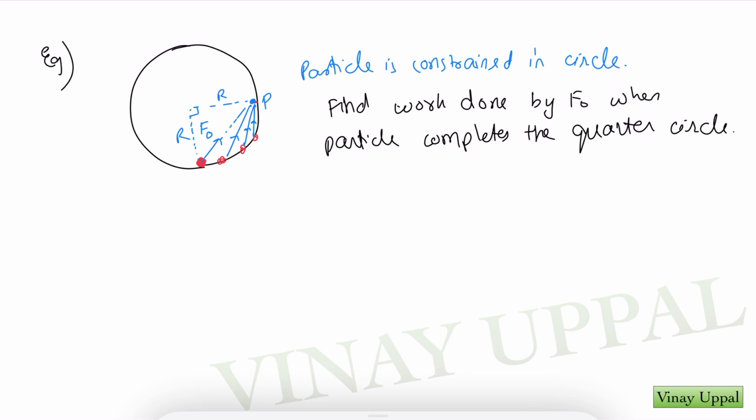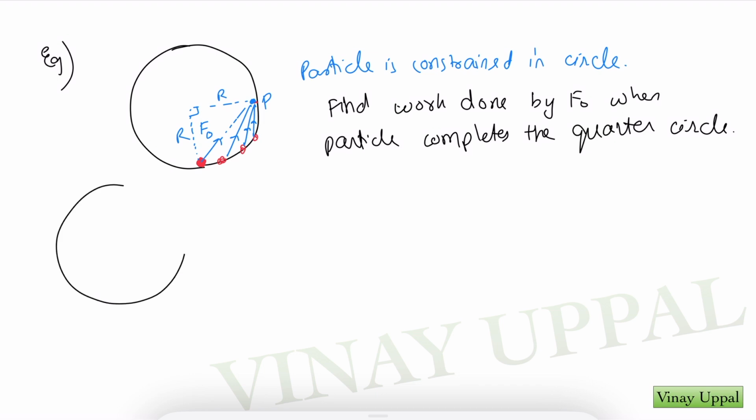The particle is performing circular motion, it's completing a quarter circle, and in that motion the work done by this F naught force is being asked. The magnitude of F naught is a constant given to us. So if you want, you can pause the video and give it a try. Think in terms of the central force, and you should be able to avoid any integration.